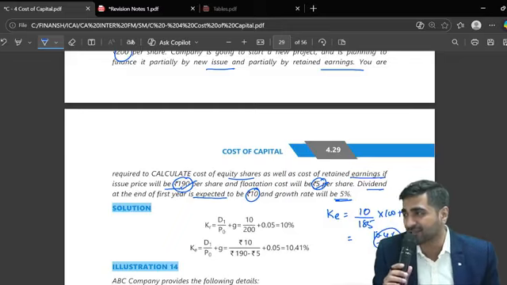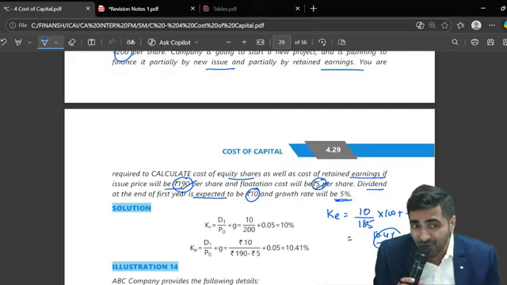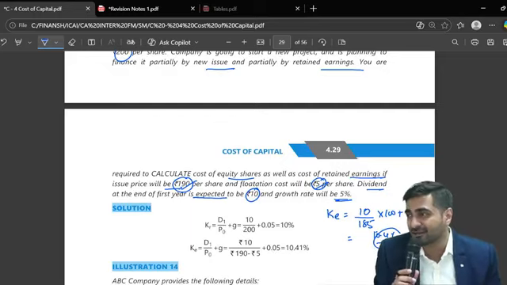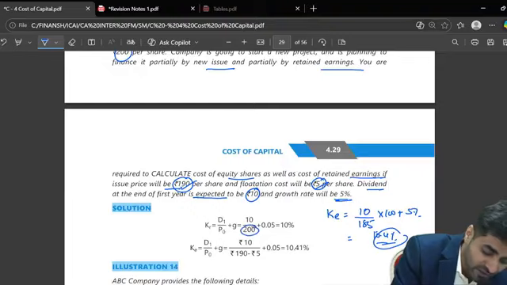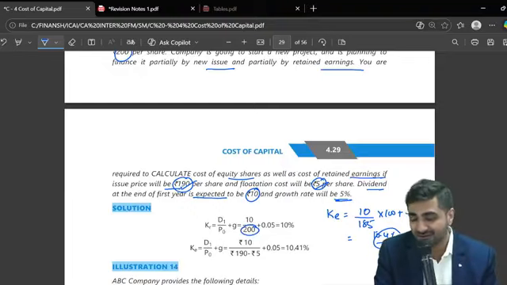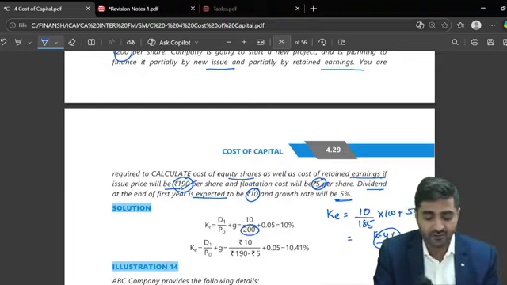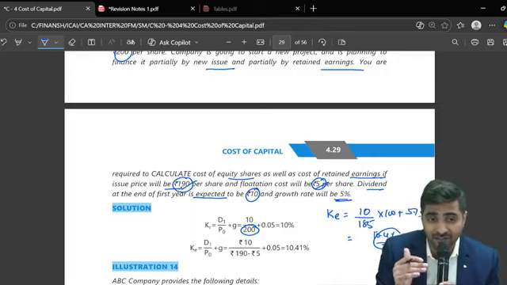But my dear students, when I'm talking about KR calculation, what did I tell you? Now in this particular question, is KE equal to KR? I'm asking you, no. Can I say my KR will be calculated without flotation cost and without whatever is the issue expenses. What is the market price? 200. So I have to take directly only 200. Got it? Okay, so this is the difference between KR and KE.